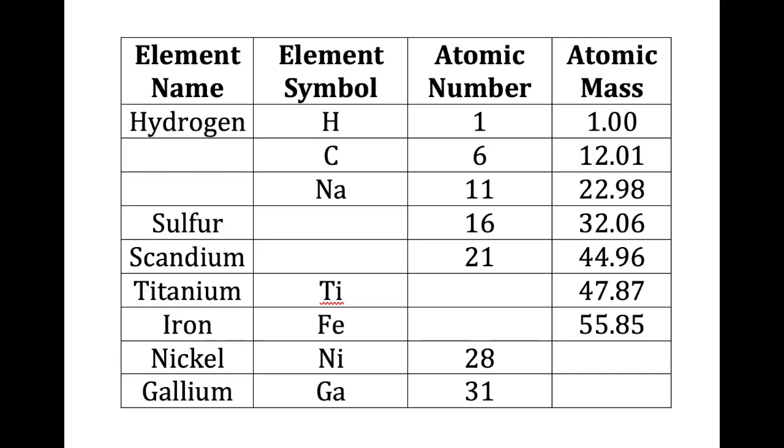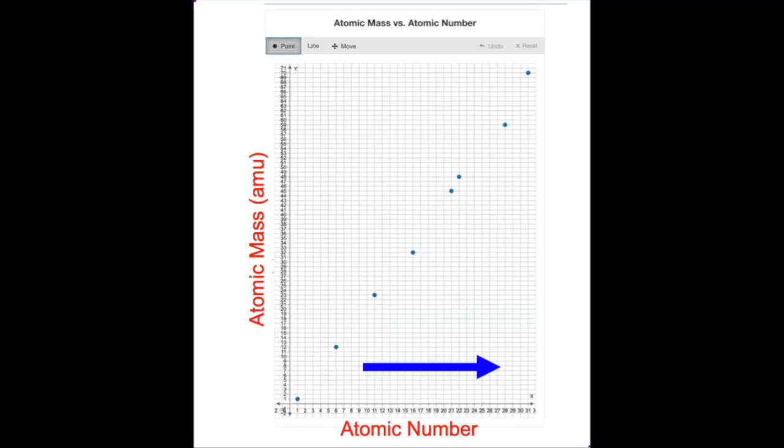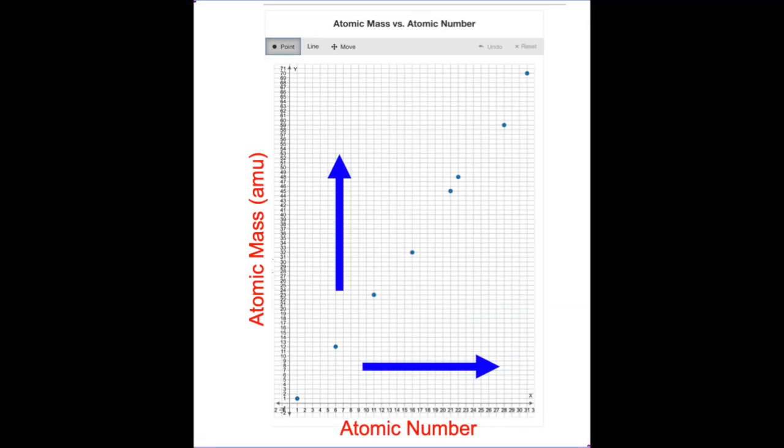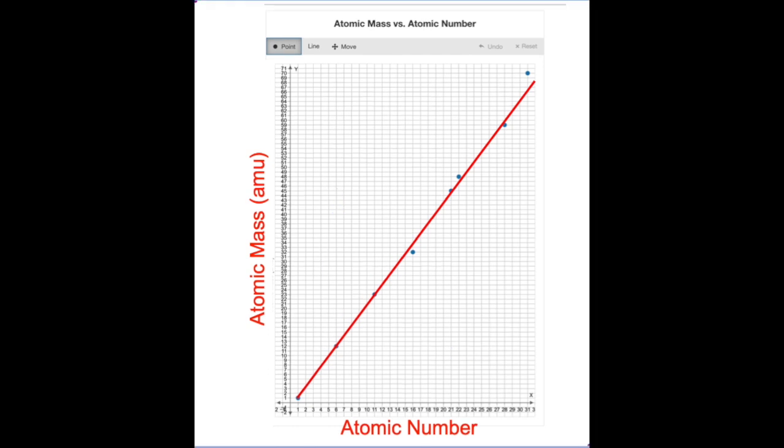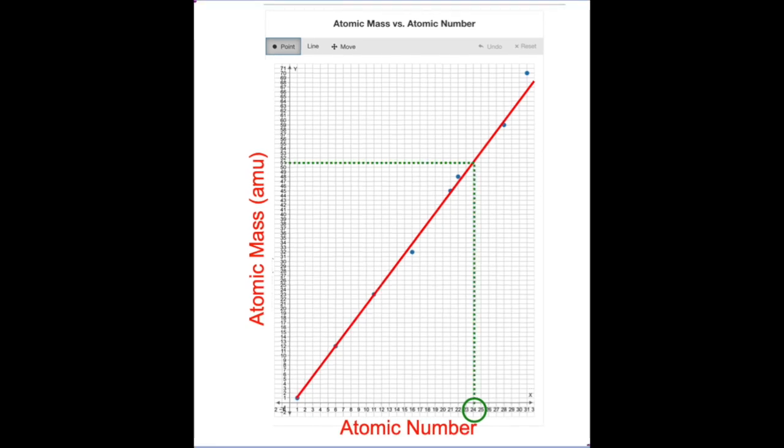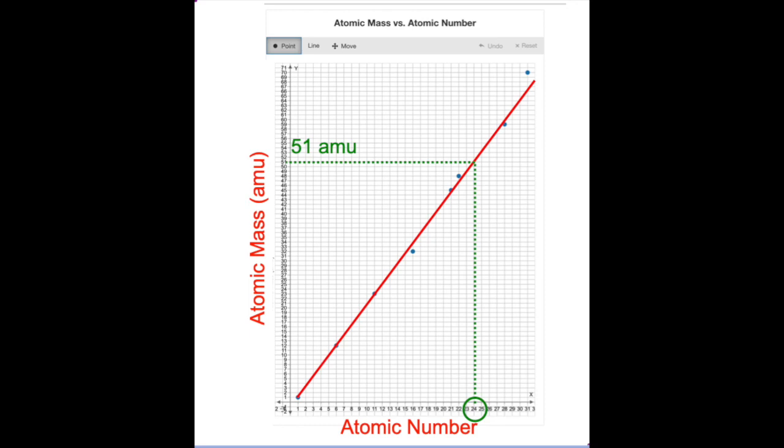Once you have carefully plotted all the remaining points, we can look for a relationship in the data. As the atomic number increases, the atomic mass increases as well. The points are almost all on the same line, so that can tell us it's a positive linear correlation. Now for the good stuff. Let's use our graph to predict the atomic mass of an element if we know its atomic number. Let's try chromium. Atomic number is 24. So based on our graph, when x equals 24, y is about 51 atomic mass units.